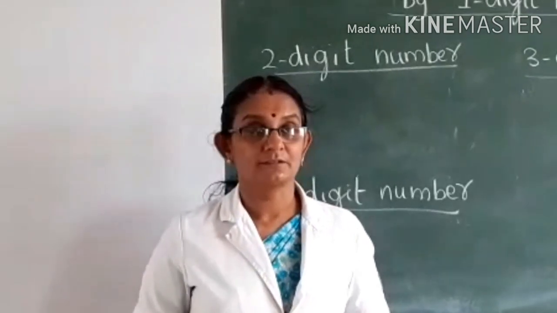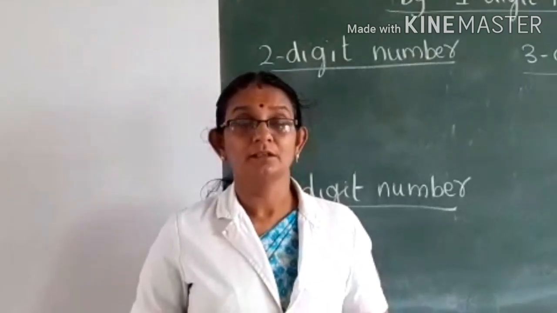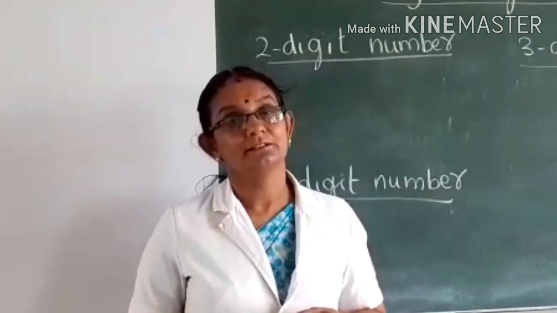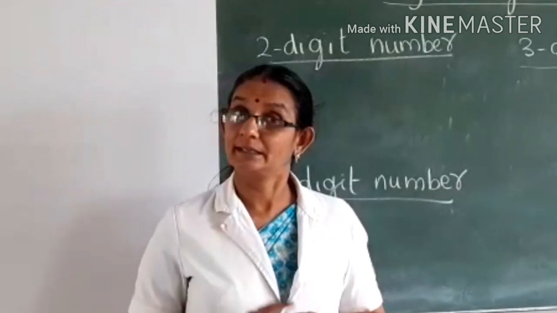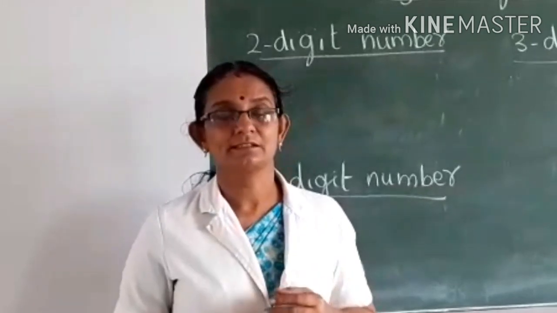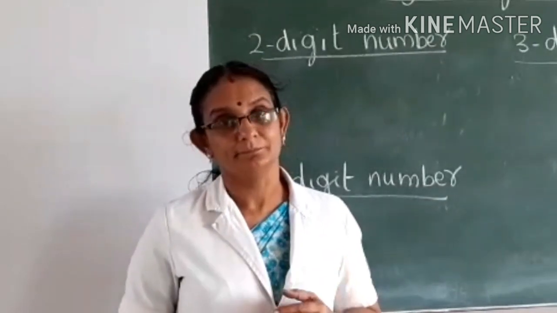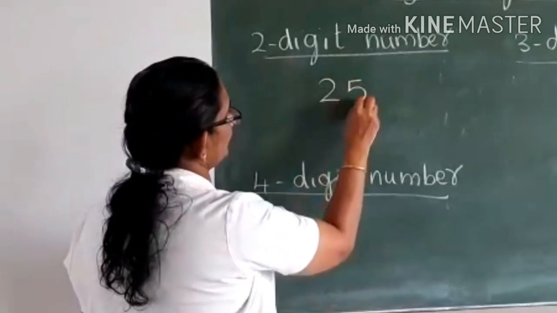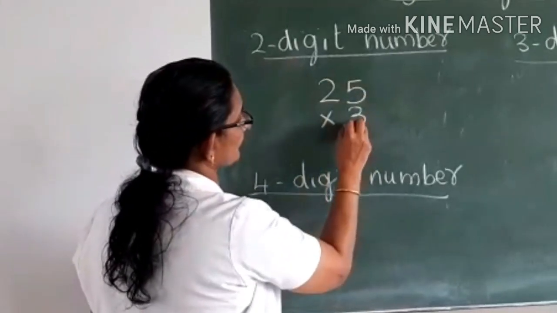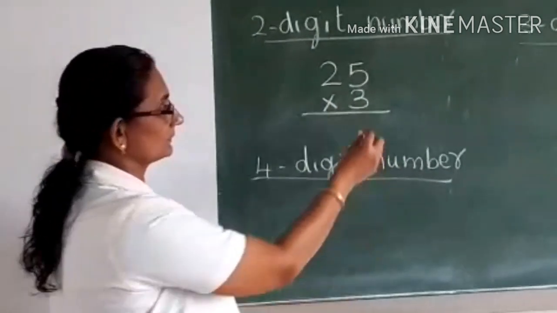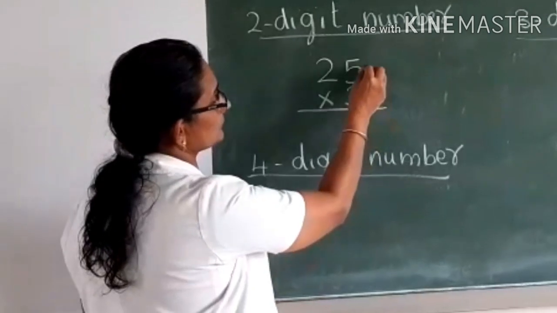But before that, we need to remember how we used to multiply a 2-digit number and a 3-digit number by a 1-digit number. Okay, so just let us revise and see how to multiply them. Let us take the number 25 into 3. How do we multiply this? First multiply 3 into 5.